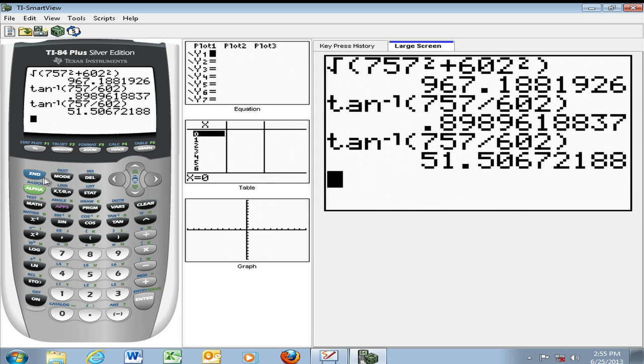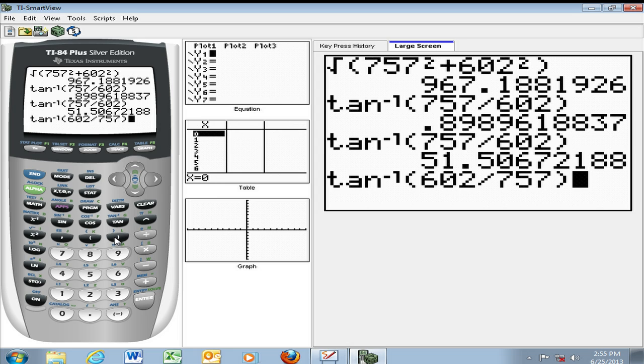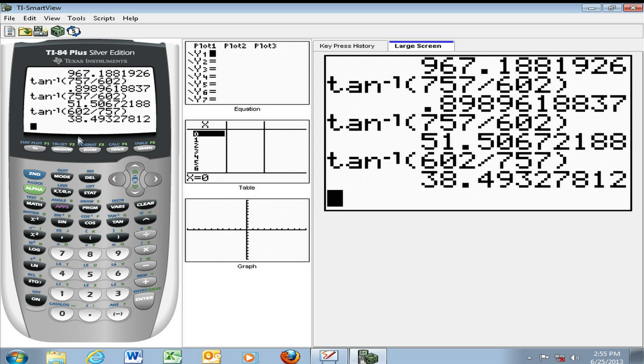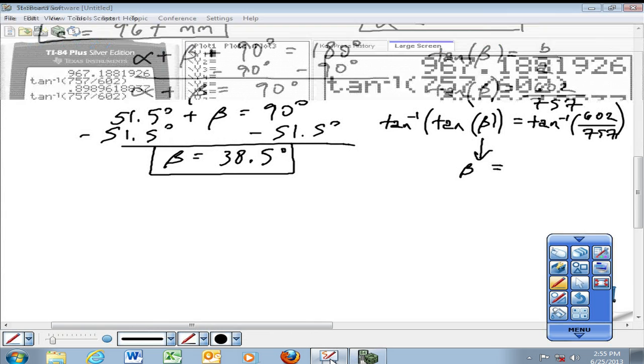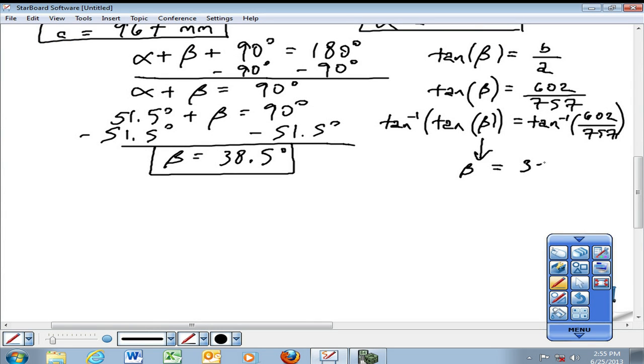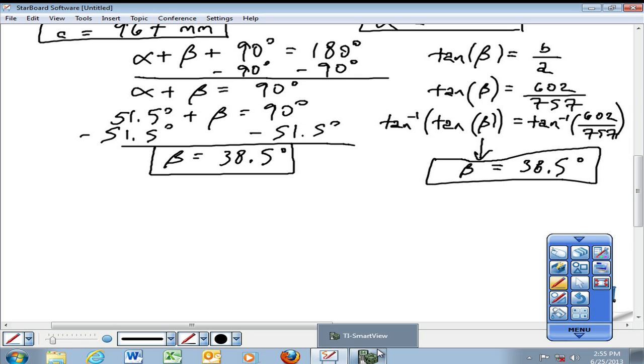Pop over here and let's go ahead and do that. There's your inverse tan, 602 divided by 757. Let's evaluate that. And there's our result, 38.49 degrees, or 38.5 degrees. Very important to note your units. That's key. Make sure you note that.